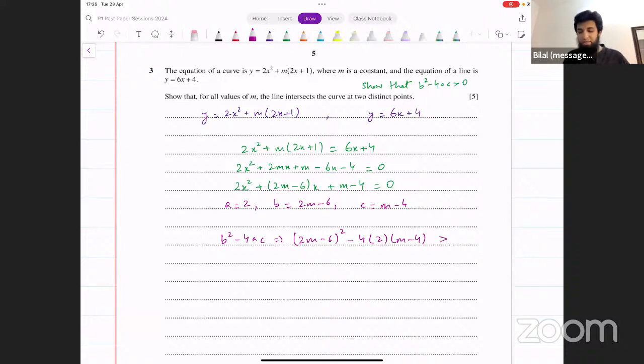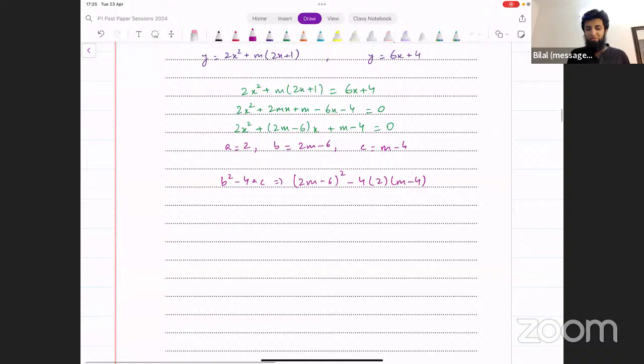Do not put this greater than 0. You do that when they give you that the line intersects the curve at two distinct points, when it's already given in the question. It's not given in this question. You have to prove this. You have to prove that b square minus 4ac is greater than 0. So you don't start by putting this whole thing greater than 0. That would be wrong. You find b square minus 4ac first. Let's simplify this and see what we get from this. And then we have to prove that this is always greater than 0 somehow.